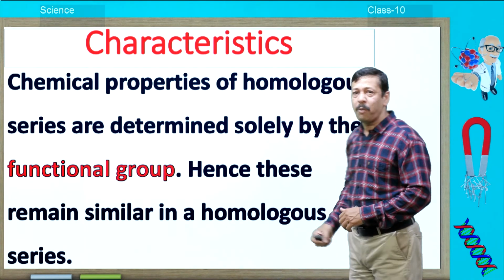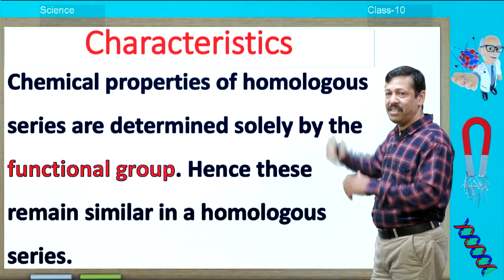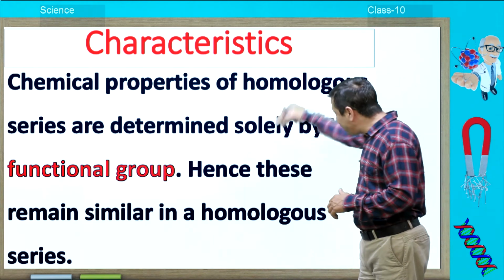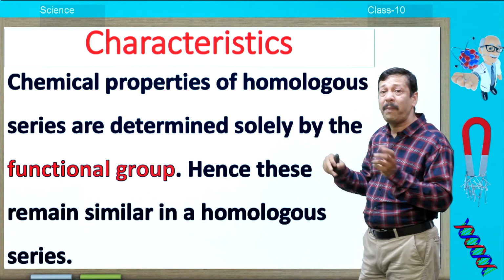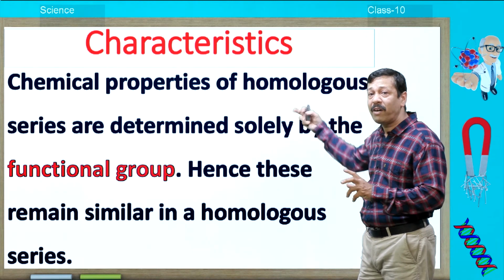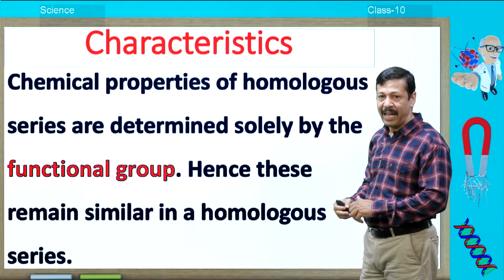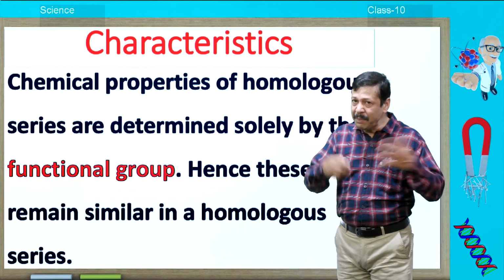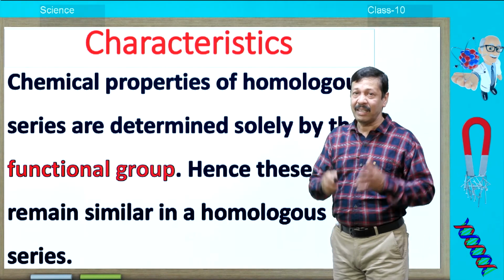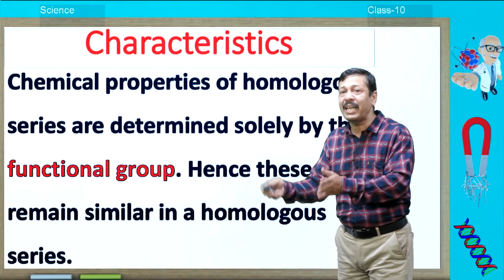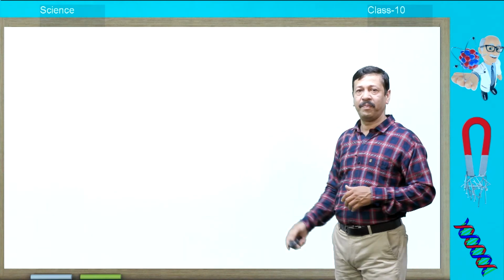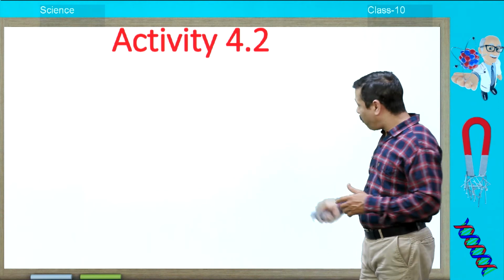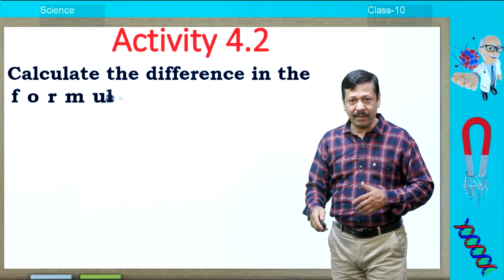Now, the chemical properties of these homologous series are solely determined by the type of atom, heteroatom or functional group present in them. Hence, they remain similar throughout the series. Chemically, they are identical. That means they show similar chemical properties. Let us perform an activity to understand this one.